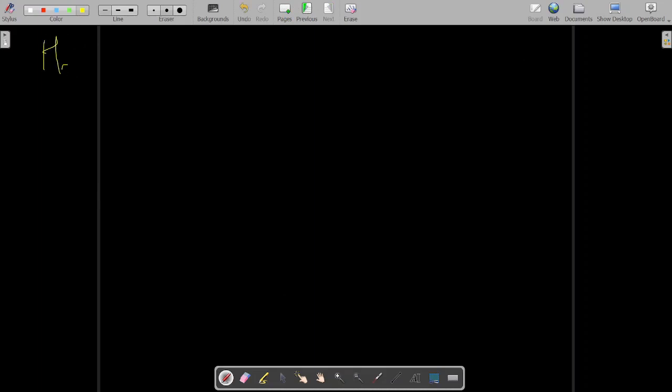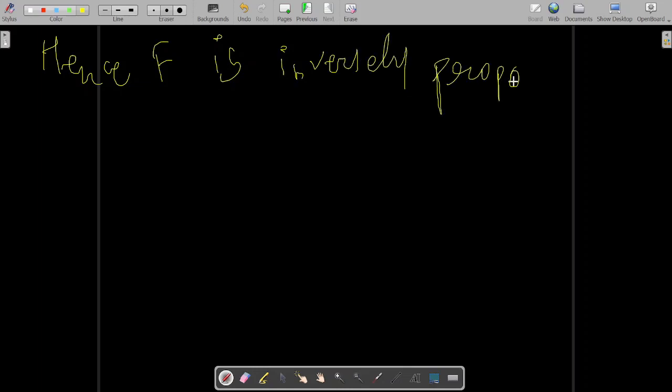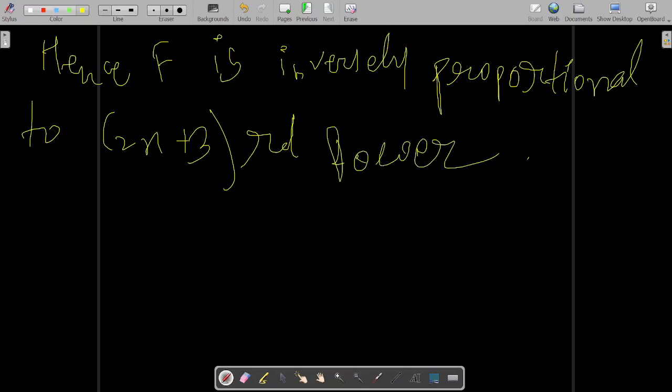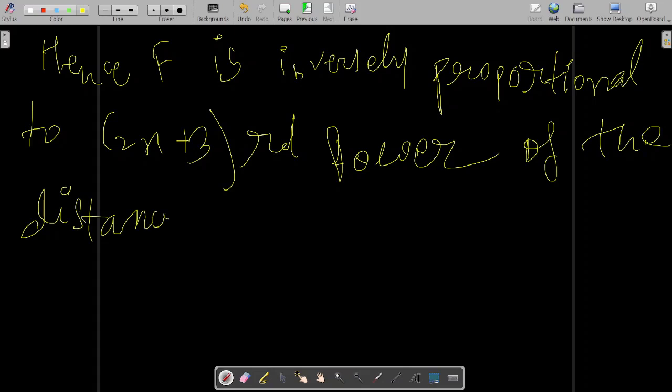Hence f is inversely proportional to the 2n plus 3rd power of the distance from the pole.